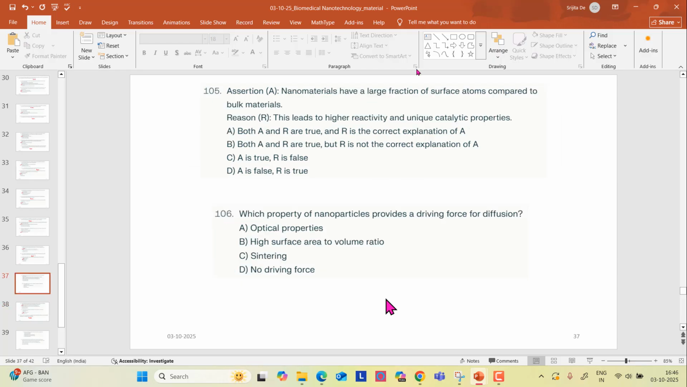Nanomaterials have a large fraction of surface atoms compared to bulk materials. This leads to higher reactivity and unique catalytic properties. True. Option A. Which property of nanoparticles provides a driving force for diffusion? It is also the high surface to volume ratio. Option B.